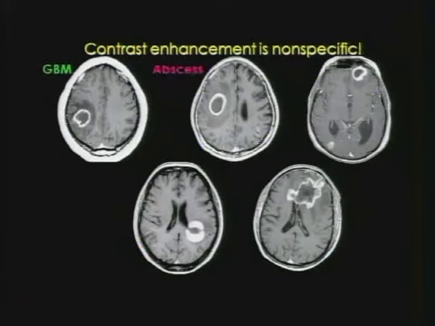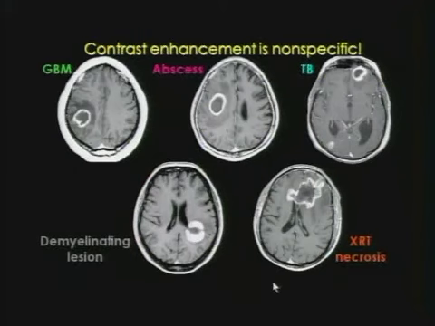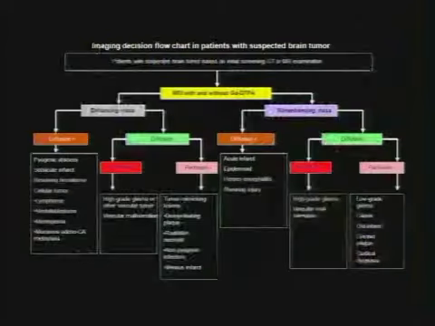This is a patient with glioblastoma, this is a patient with abscess, this is a patient with tuberculosis, this is a patient with demyelinating lesion, and here's a patient with radiation necrosis. So I'm going to show you some strategies to narrow down so that you do not send patients such as demyelinating lesion or radiation necrosis to surgery, whereas glioblastoma and acute infectious abscess, these are patients who should go to the OR and get their problem handled.